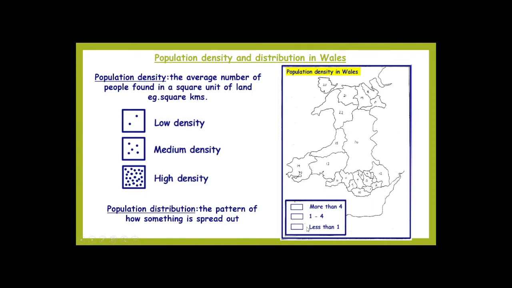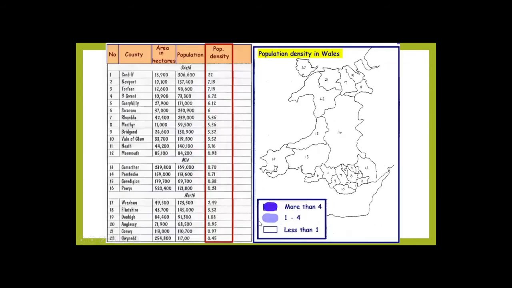You'll also notice there's a key down here. Now we are going to put colours in this key and work out what colour to colour each area in Wales. And what it will end up showing us is where the most crowded areas are and least crowded areas are, and therefore it will reveal the pattern of how people are spread out across Wales. It will tell us the distribution. Okay? So, I'm hoping you're able to print out this map at home. If not, then you're actually going to have to skip this task.